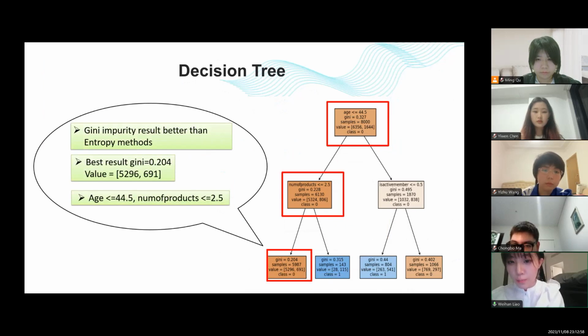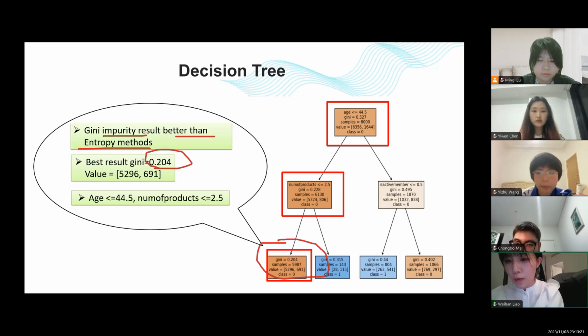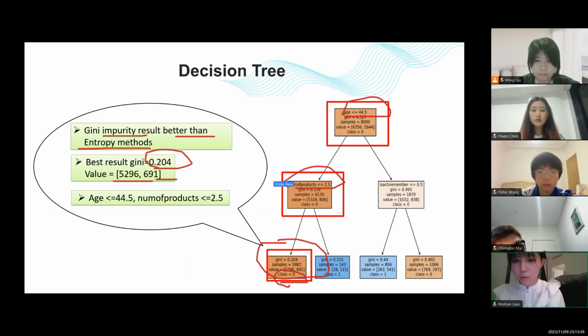We can see the decision tree plot has been displayed, which clarifies our comparison of the Gini impurity and the entropy approach at an age threshold of 44.5 years and a product count of 2.5. The tree strongly bifurcates with a Gini score of 0.204, differentiating between 5,296 and 691 class instances. This segmentation clarity highlights the Gini method's effectiveness in our model. Let's move on to the next one.